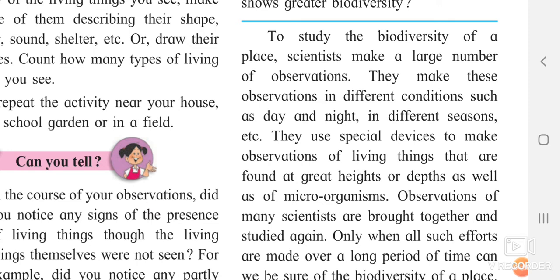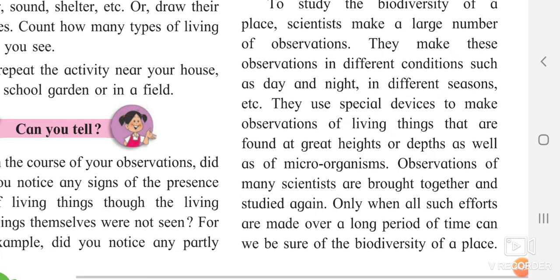When all such efforts are made over a long period of time, we can be sure of the biodiversity of that place. Now if you go to the forest, you know in a forest there are various kinds of animals, various kinds of plants. So yes, someone did that observation.